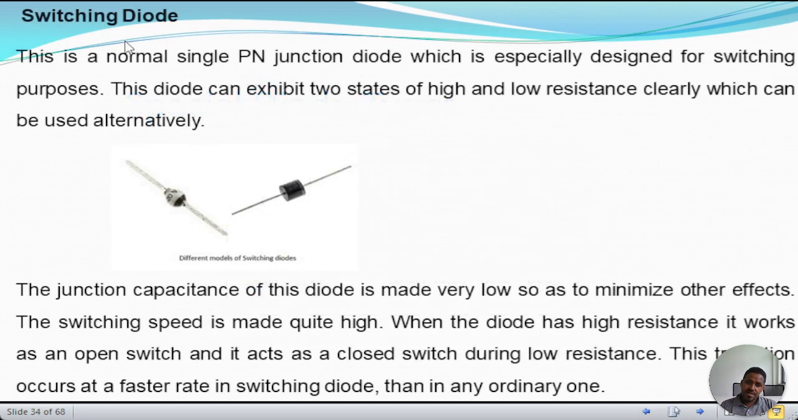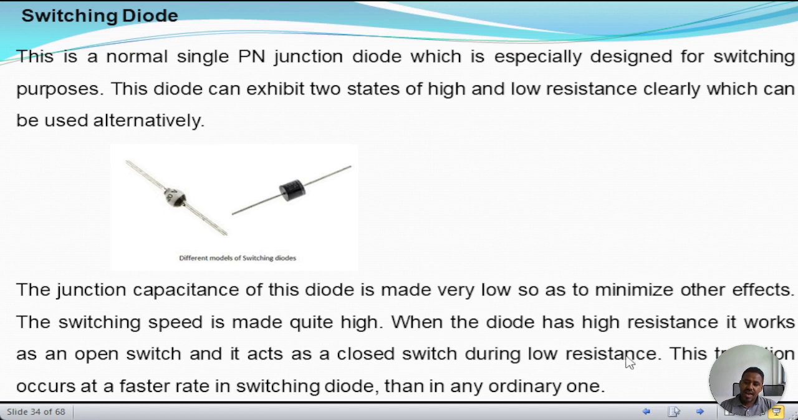These are special types of diodes. Starting with the switching diode, this is a normal single PN junction diode which is specially designed for switching purposes. This diode can be switched between states of high and low resistance clearly, which can be used alternately. Physically, the switching diode looks like an ordinary one but very small in size. The junction capacitance of this diode is made very low so as to minimize other effects. The switching speed is made quite high.